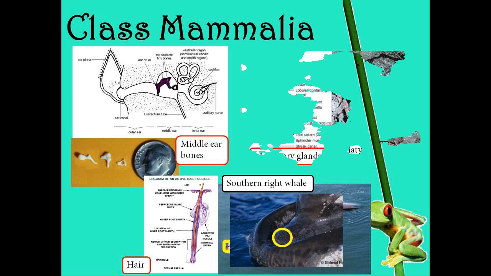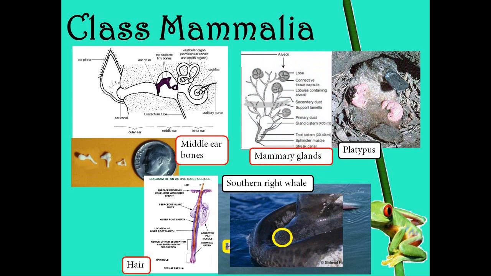The last thing that makes an animal a mammal is they have mammary glands. All mammals make milk for their young. Now, you might have heard of a platypus. That's an animal, it's a mammal, but it lays eggs. So does it still make milk for its babies? It does. Even though those babies hatch from an egg, here we have a picture of a mother nursing her baby platypi. So they do still make milk.